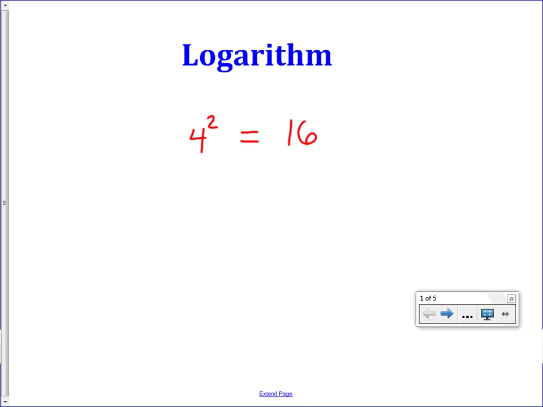What I'm going to show you is a way of writing the exact same equation using something called a log, or a logarithm. Like I said, it's just another way of saying the same thing. We're not changing the values of any of this stuff. We're just writing it in a different way.